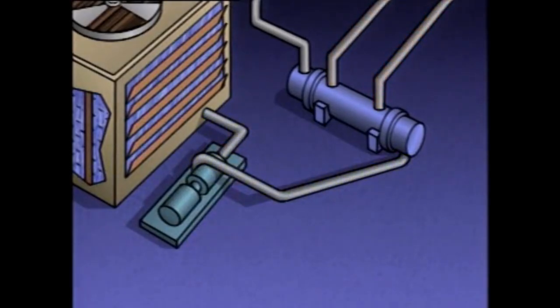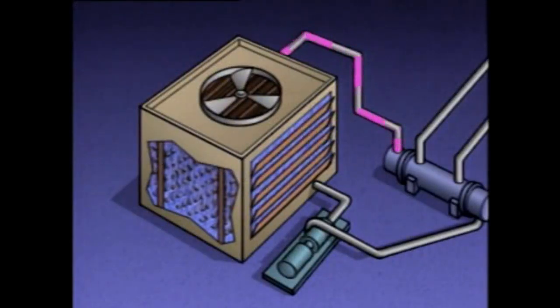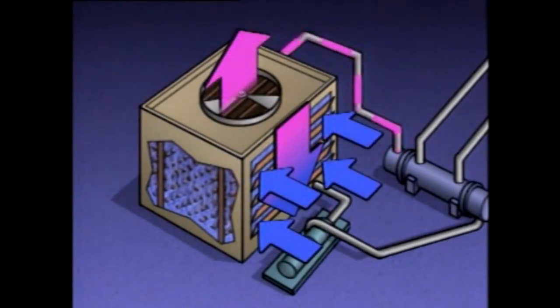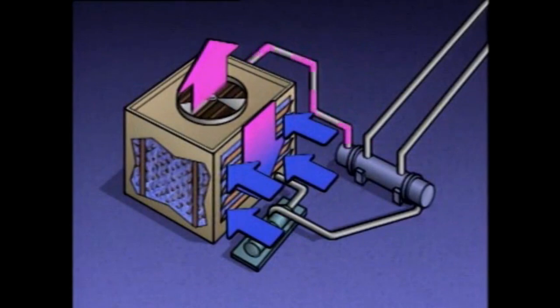After absorbing heat from the process fluid, the water flows from the heat exchanger to the top of the cooling tower. The water then falls through the tower and is exposed to air, which cools the water. The cooled water collects at the bottom of the tower and is pumped back through the system for reuse.